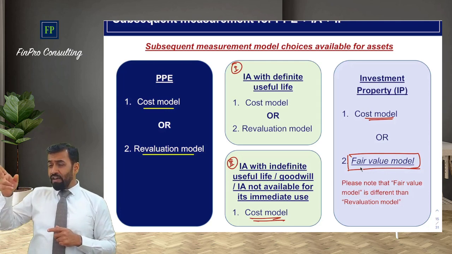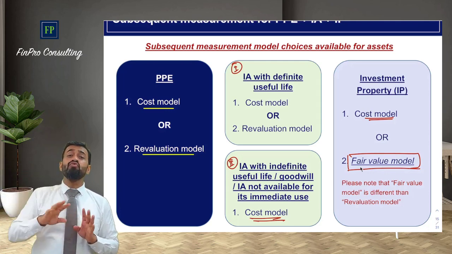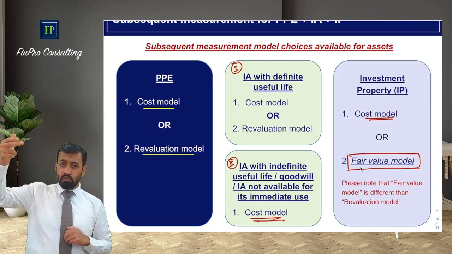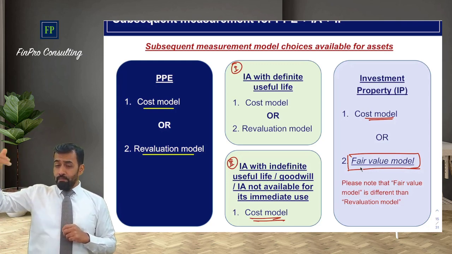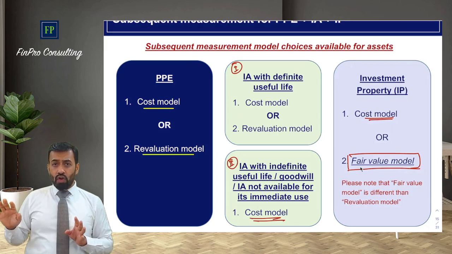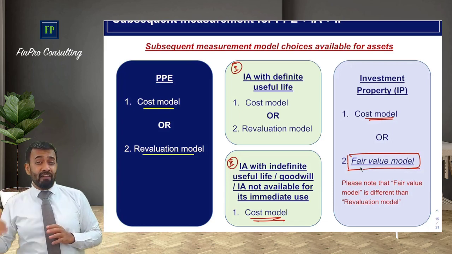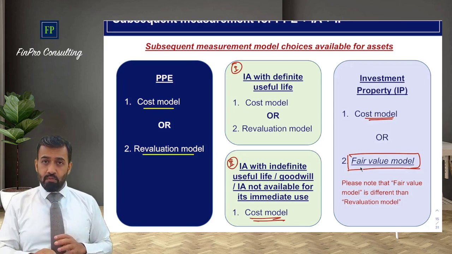Going from cost to fair value is possible. Fair value to cost is not possible. If you are following the cost model for investment properties, disclosure of fair value is mandatory. Depreciation and impairment is not required to be provided if you are following the fair value model for the investment property.